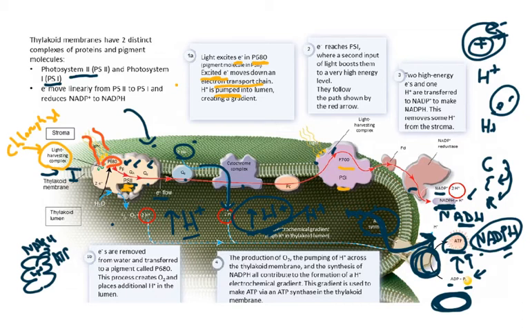And we'll see that that's where they're going to be used, because in the next video, we'll look at the Calvin cycle, which is going to use these in order to synthesize glucose. And that's going to happen out in the stroma. Okay, so this is a good peek at the overall process of what's happening.